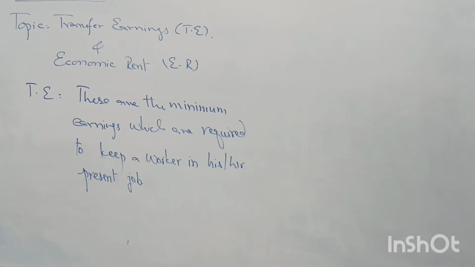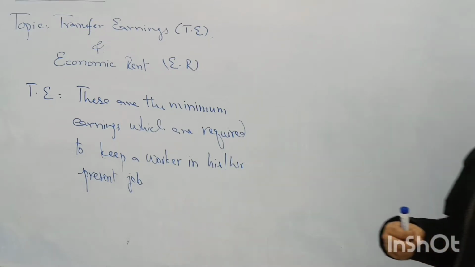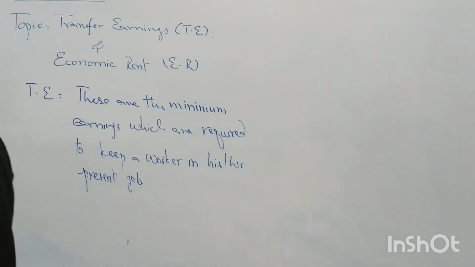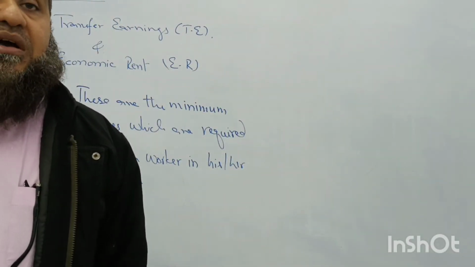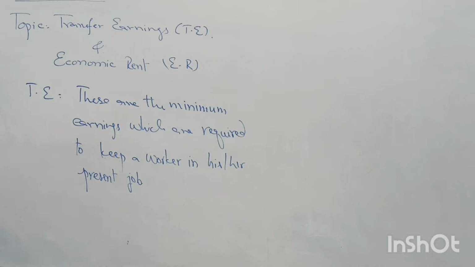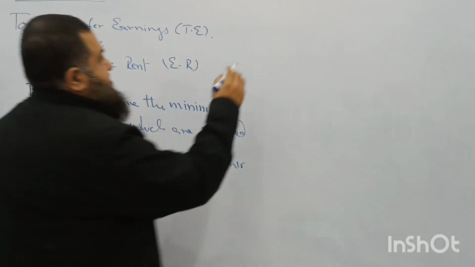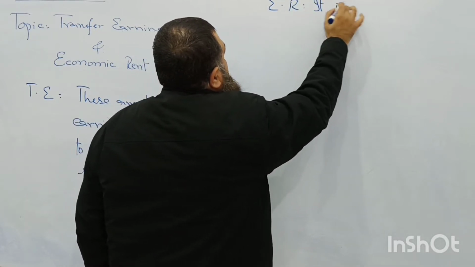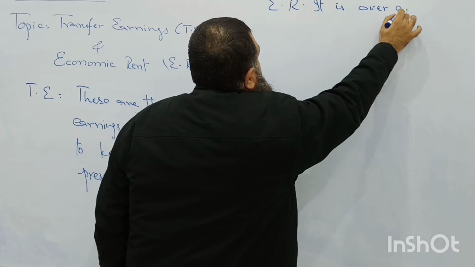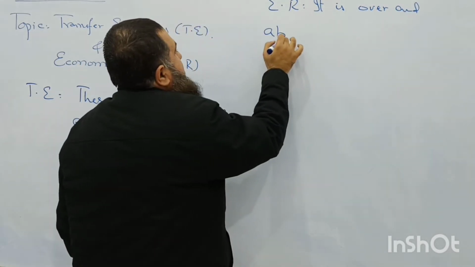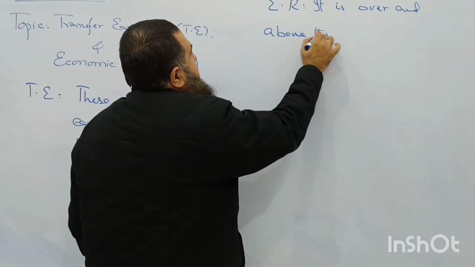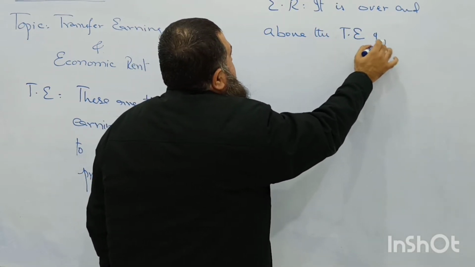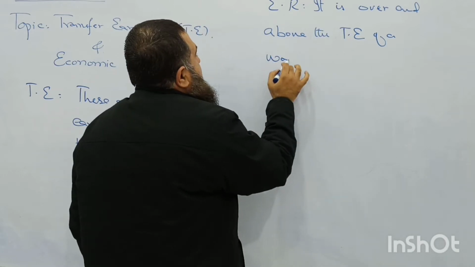Clear? So transfer earnings are what? These are the earnings which are the minimum one which will keep a worker in his present job, that is called transfer earnings. What is meant by economic rent? Economic rent, it is over and above the transfer earnings, over and above the transfer earning of a worker.